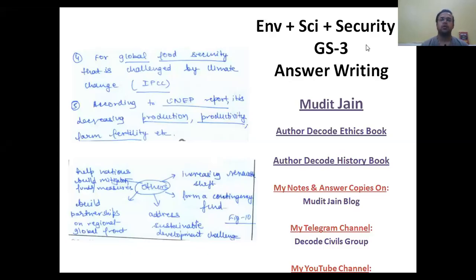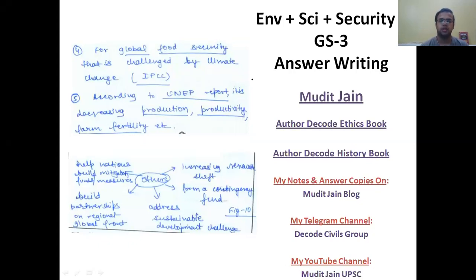Hello everyone, welcome to this session on GS-3 answer writing for environment, security and science. We have already dealt with GS-3 answer writing for economy and agriculture in the previous session, and apart from that we have already covered GS1 and GS2 answer writing. So this is the last set of GS3 answer writing.